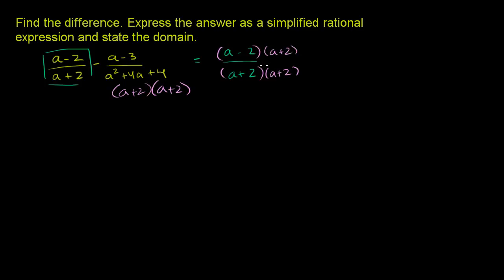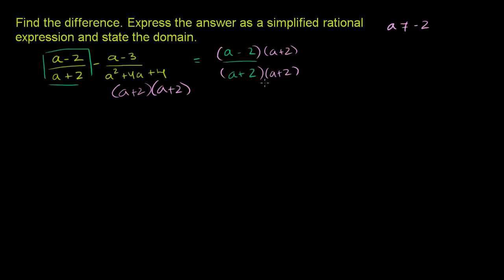And we're going to assume that a is not equal to negative 2. That would have made this undefined. It would have also made this undefined. So throughout this whole thing, we're going to assume that a cannot be equal to negative 2. The domain is all real numbers. A can be any real number except for negative 2.